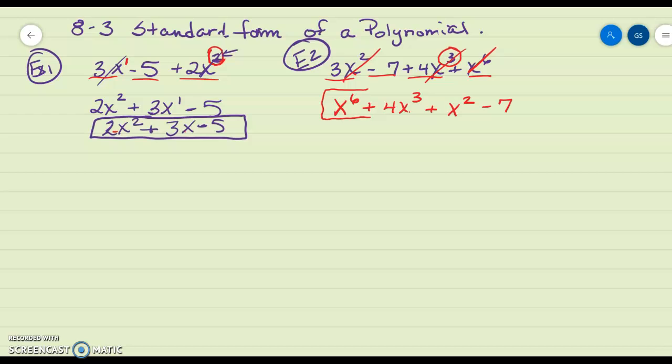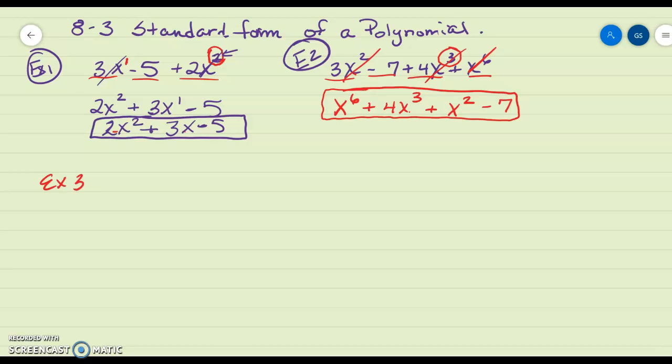Okay, so you can see standard form of a polynomial has the exponents going from left to right, highest to lowest, 6, 3, 2. There doesn't have to be an exponent of 5 or 4 in there at all. It's just that the exponents that are there have to be in descending order, highest to lowest. All right, let's do another one.